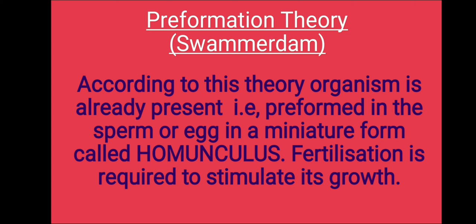According to this theory, organisms are already present in the male gametes as well as the female gametes, but in a miniature form, which Swammerdam called humaniculus. So humaniculus are the preformed organisms in the sperm or eggs in miniature form, and according to this theory, the role of fertilization is only to stimulate the already existing organism for its growth.